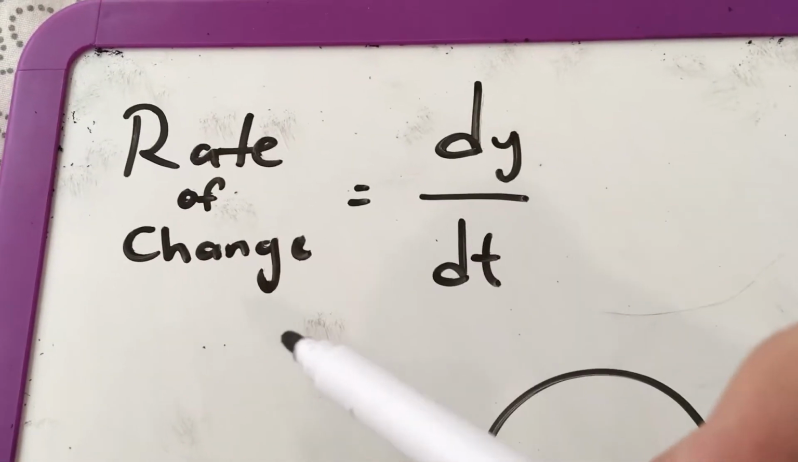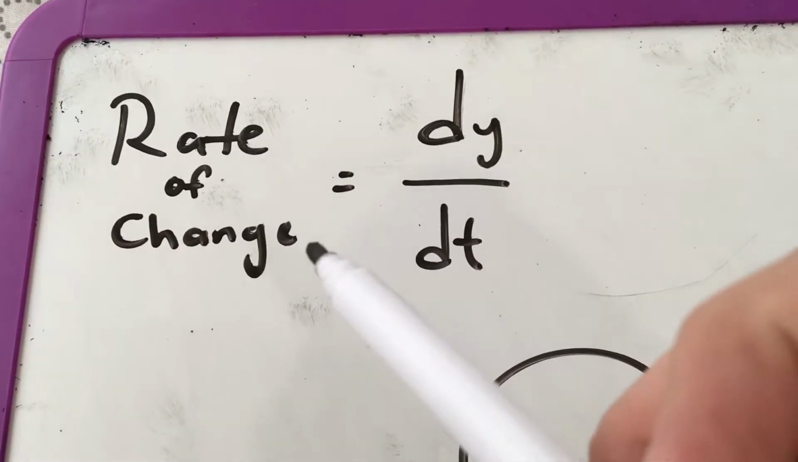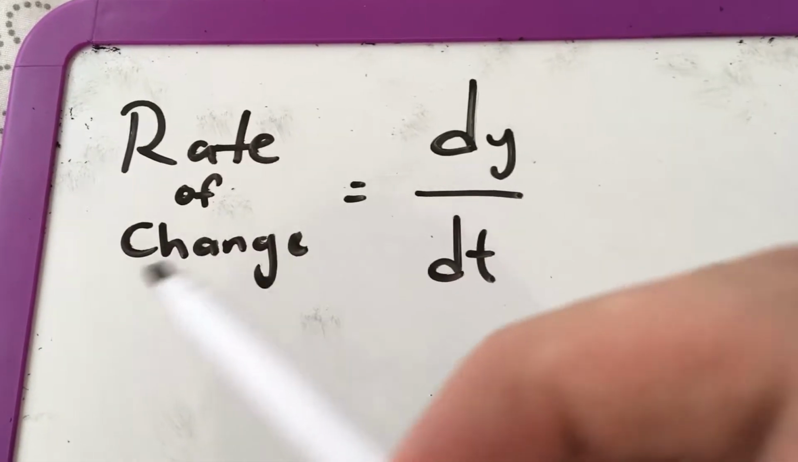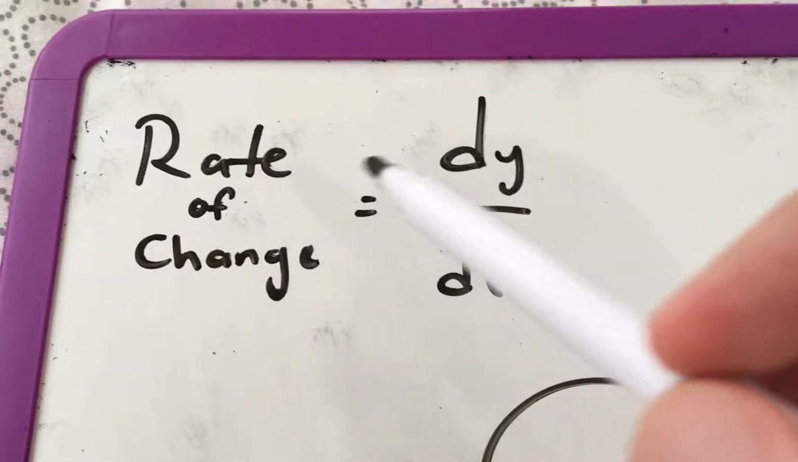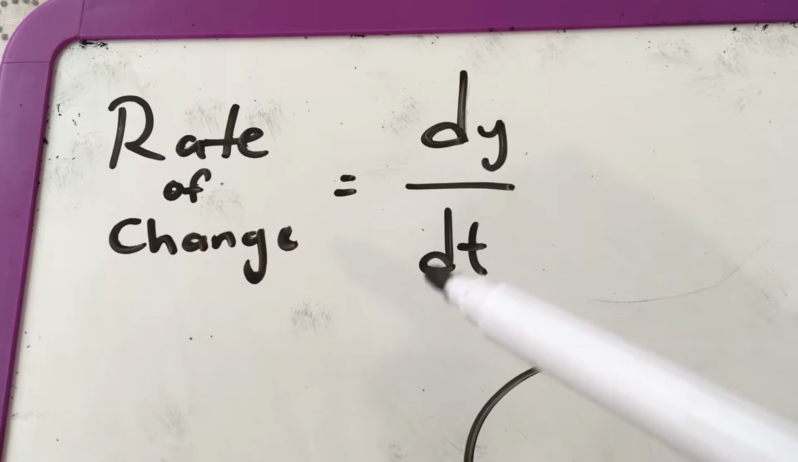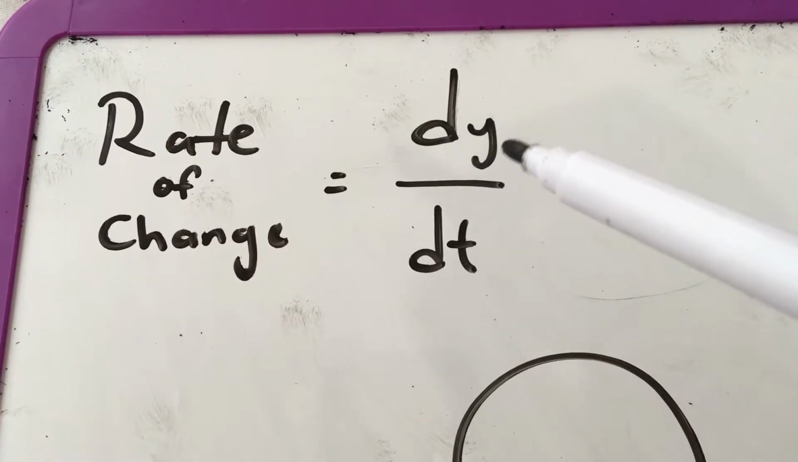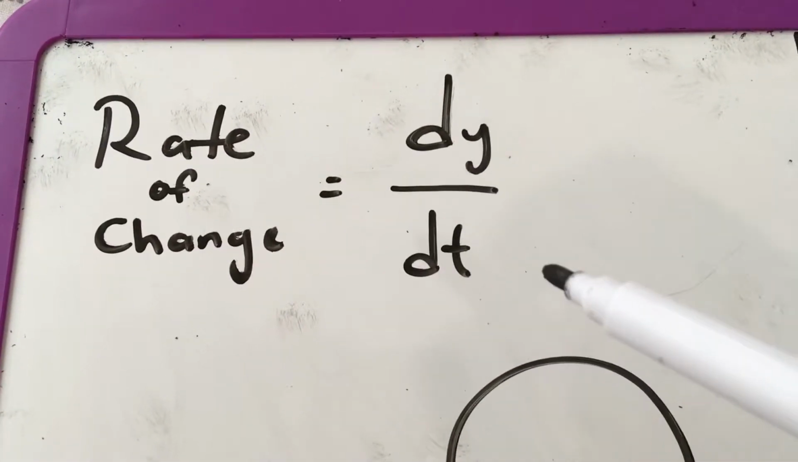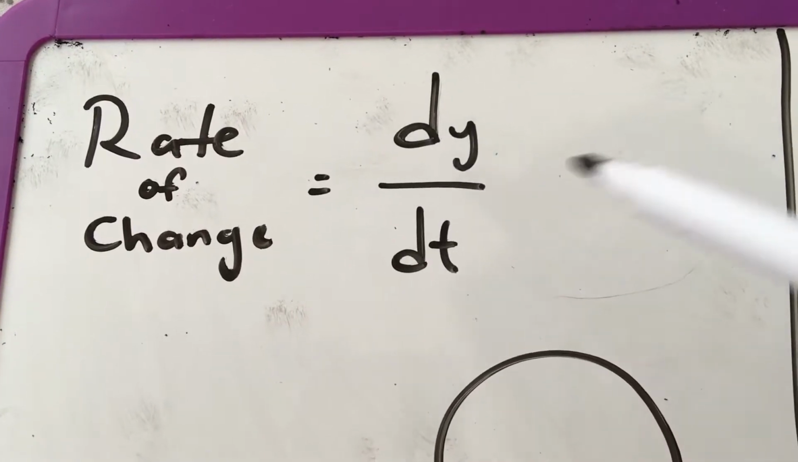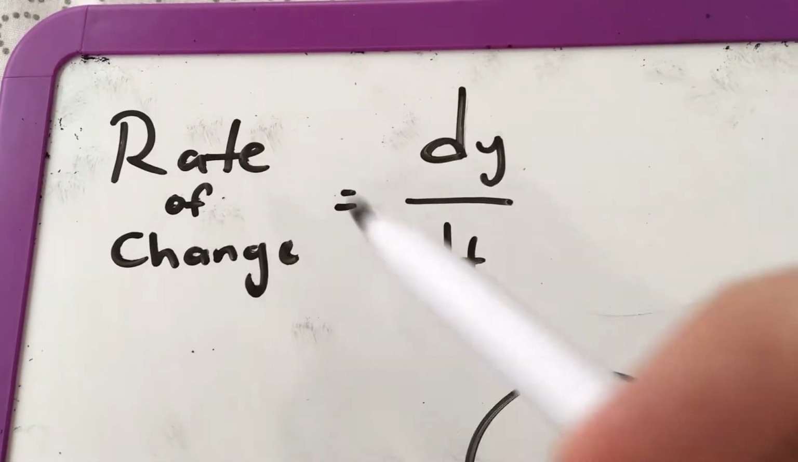Now we'll be talking about rate of change. Rate of change, as you can see, is the change over a certain amount of time. That's why we write it as dy/dt. d is the difference in y, and dt is the difference in time. So something changes over a change in time, that's your rate of change.